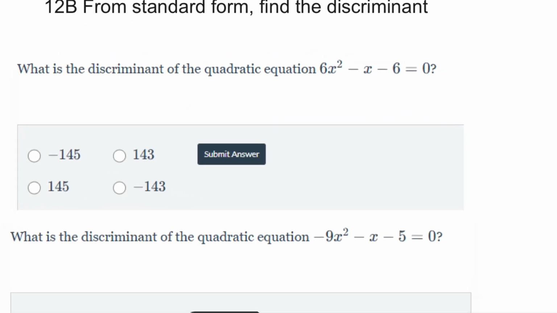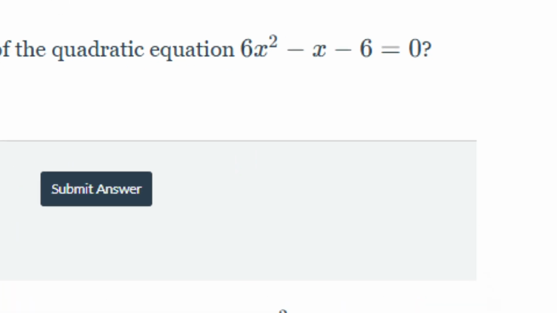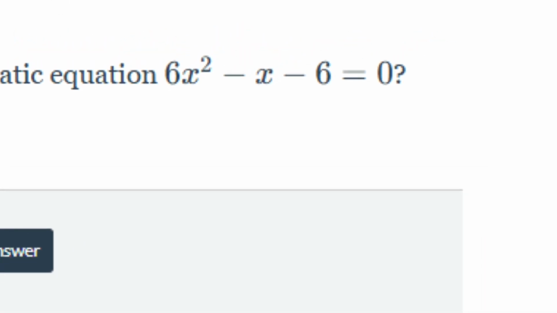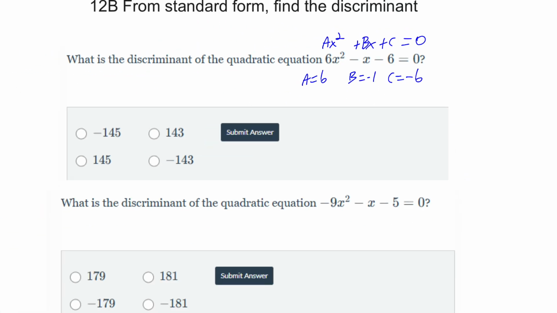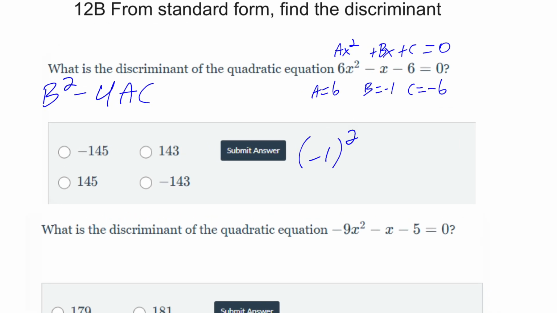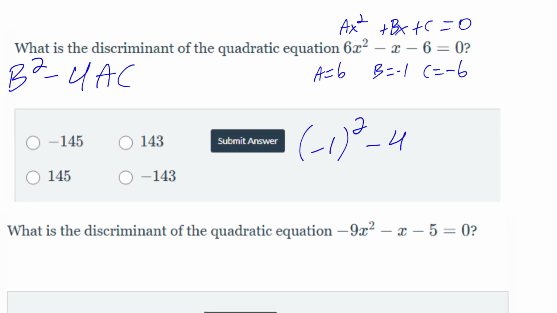The next thing we learned was how to find the discriminant. So if this is a quadratic in standard form, you'll see that it's ax squared plus bx plus c is equal to 0. And I see the 0 there. I have an a value of 6, a b value of negative 1, and a c value of negative 6. I'm going to use the discriminant formula, which is b squared minus 4ac. If I do this with parentheses, I can do this on my calculator quite easily. Negative 1 squared, that's the b, minus 4 times 6 times negative 6.